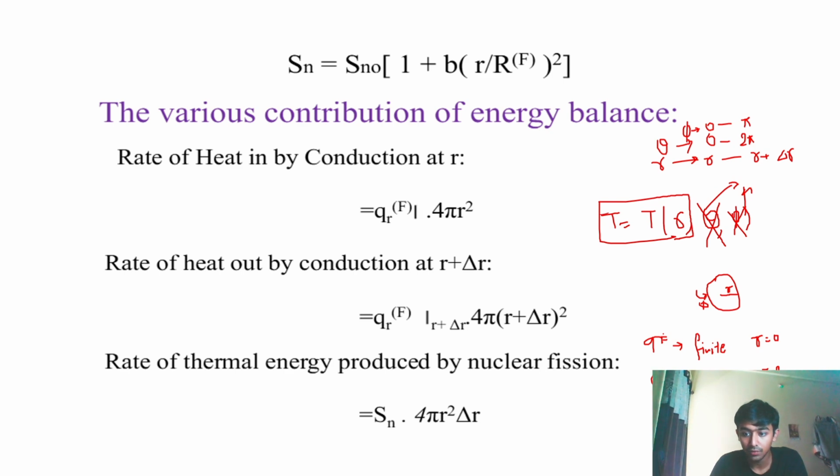At r equals rf also, the temperature of the fusionable material and the temperature of the cladding will be the same, because the flux is equal. And when r equals rc, the flux qc will be equal to 0, because heat is not generated in the cladding.